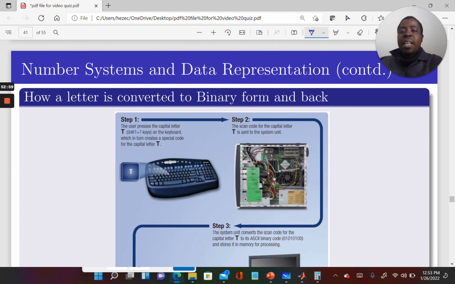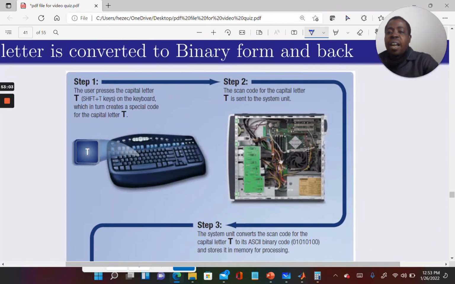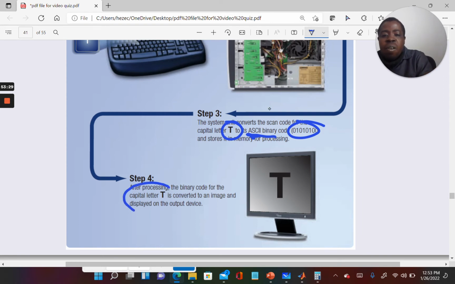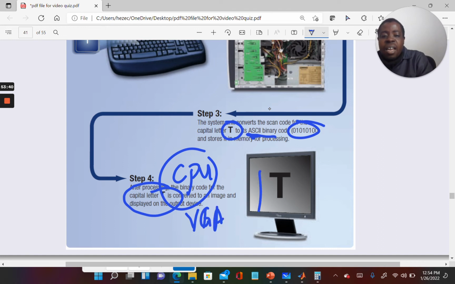Okay, so how is a letter converted to binary form and back? When you press the letter T on the keyboard, the scan code for the capital letter T, whatever number it is for T, is sent to the system unit. Then the system unit converts the letter T to the ASCII binary form, and it goes into memory for representation. Then the CPU processes that and sends the signal to the video graphics, and then displays the letter T for you on the screen. So we are just pressing anything. What is going on internally is what? Bit manipulation.